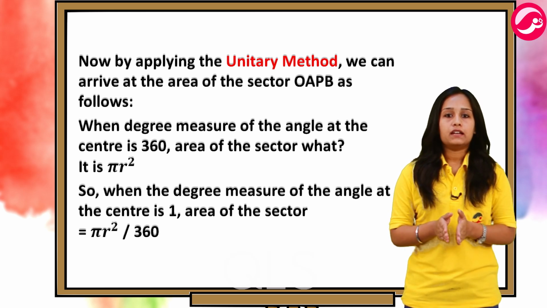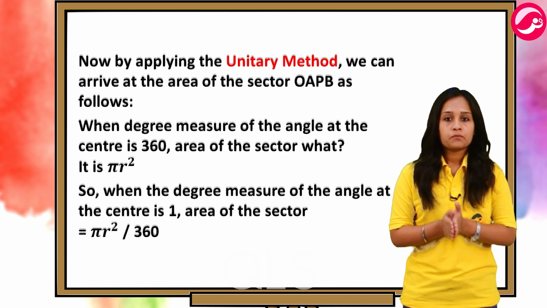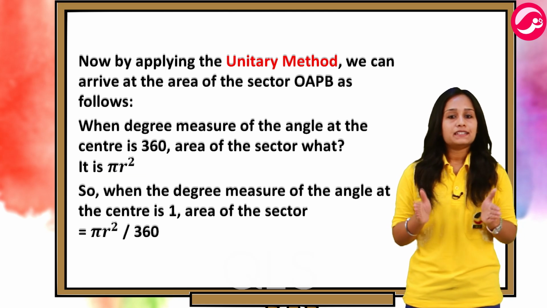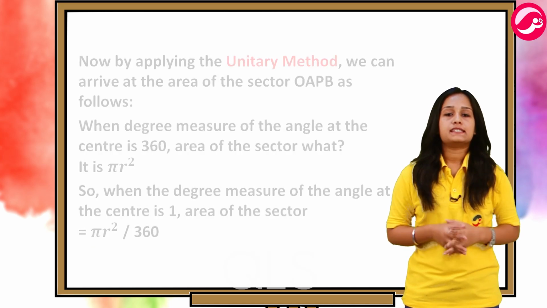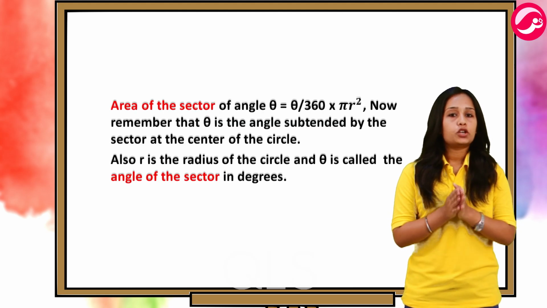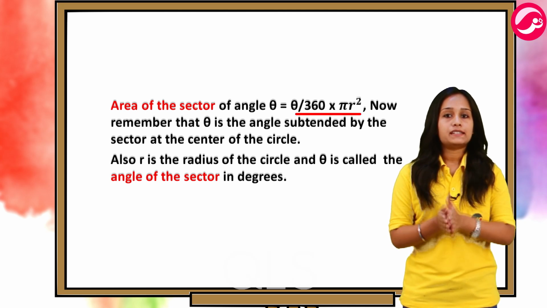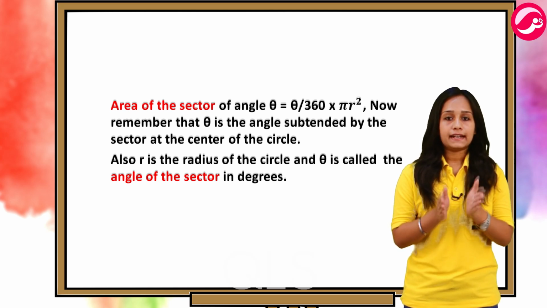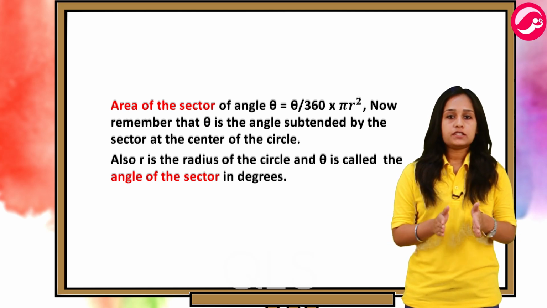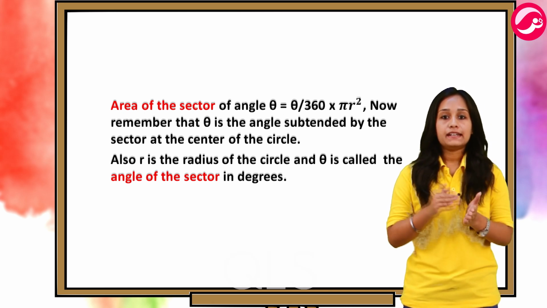When the degree measure of the angle at the center is 360 degrees, area of the sector is what? It is pi r square. So, when the degree measure of the angle at the center is 1, then the area of the sector will be pi r square divided by 360. Thus, we obtain the following relation or formula for the area of a sector of a circle. Area of the sector of angle theta is equal to theta by 360 into pi r square. Now, remember that theta is the angle subtended by the sector at the center of the circle. Also, r is the radius of the circle and theta is called the angle of the sector in degrees.